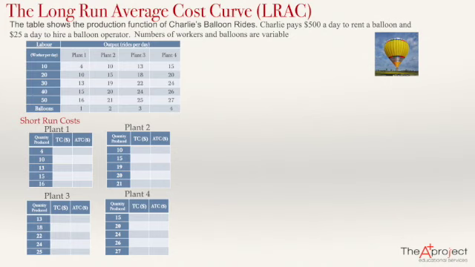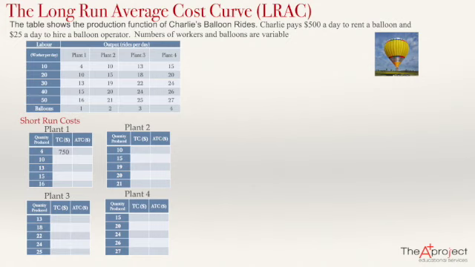So let's see what happened in plant 1. In plant 1, Charlie is using 1 balloon. When Charlie uses 1 balloon, he pays $500. And to produce these 4 rides, he needs to hire 10 workers. Charlie is paying here 500 plus 10 workers at $25, so Charlie is paying 750. So we have the total cost in case that Charlie is producing 4 rides.